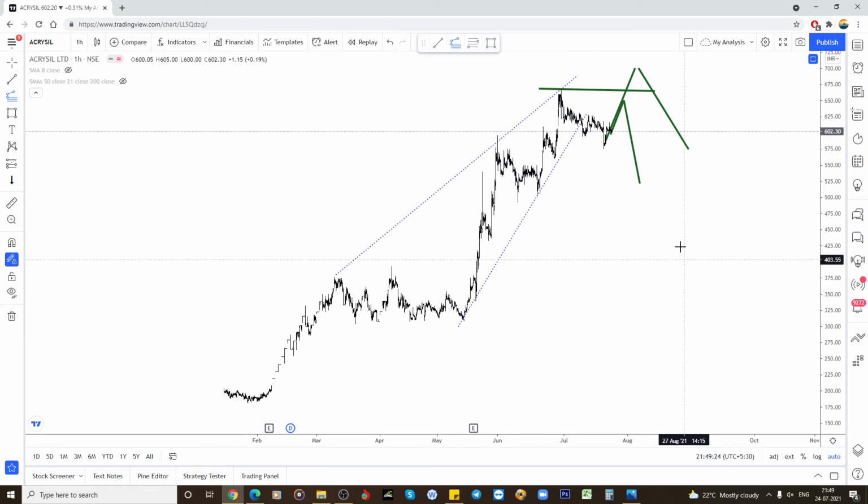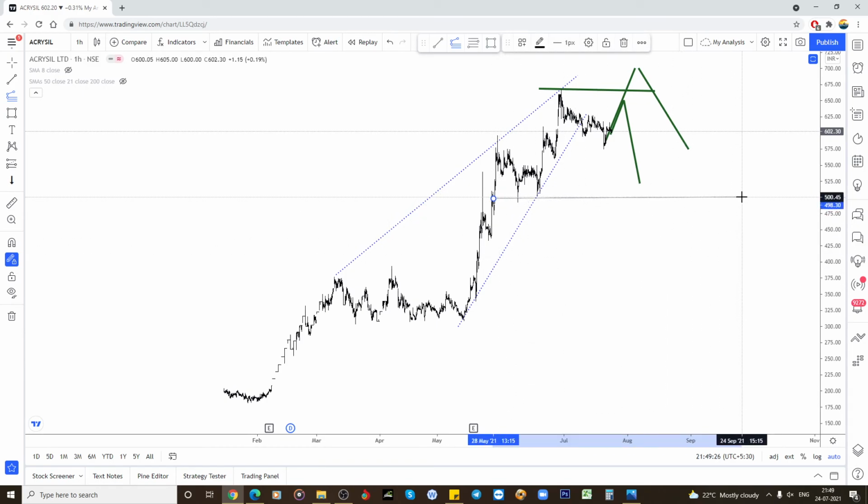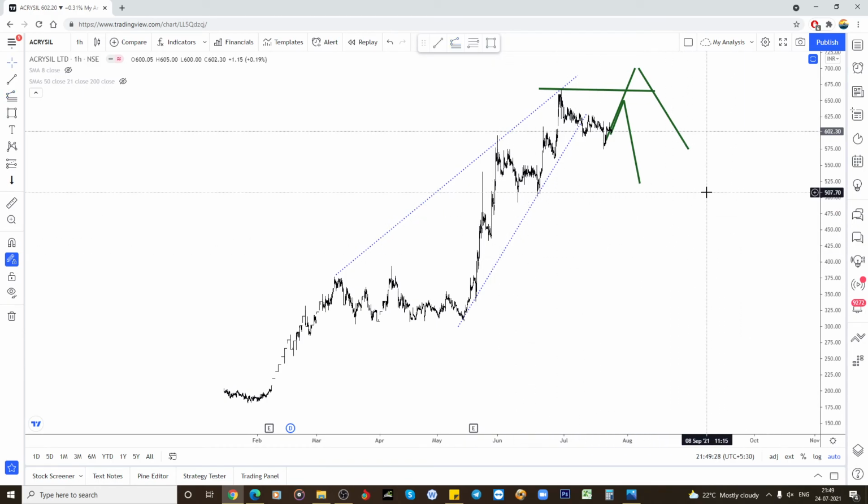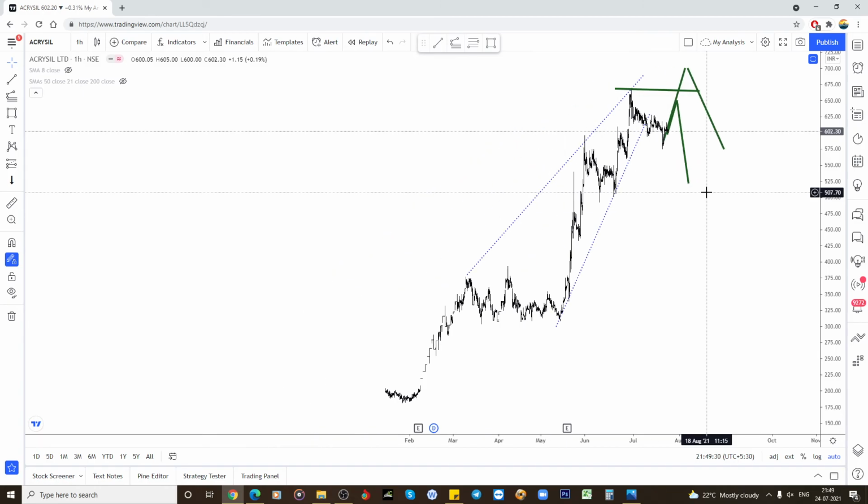If it is in the three-wave structures, once it reaches around that 400 zone, sorry, 500 zone, I think it's a good buy zone.